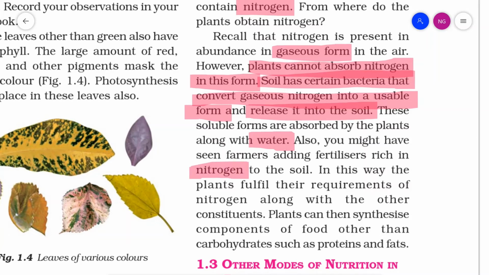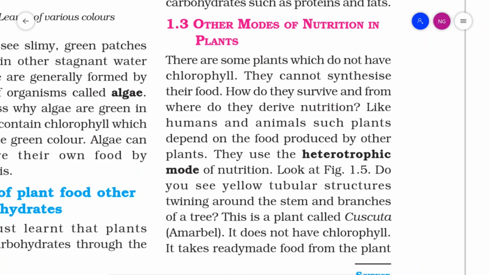Okay, that's why farmers add manures or fertilizers to the soil, so that the soil will be enriched and it increases the fertility of the soil. In this way, plants fulfill their requirements of nitrogen along with other constituents. Now we understood how plants prepare other food components such as proteins and fats other than carbohydrates. Let's proceed with other modes of nutrition in plants.